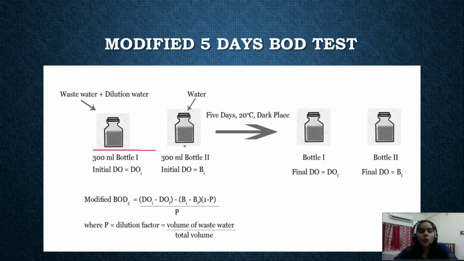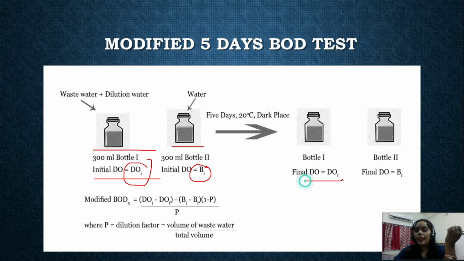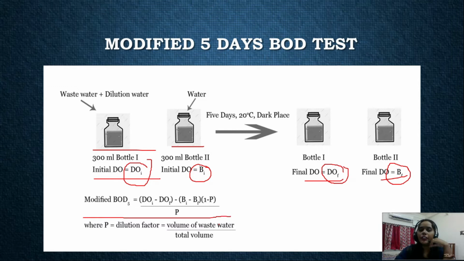So these are bottle 1 and bottle 2 we have taken. Initially the dissolved oxygen is DOI for bottle 1, and for bottle 2 it's BI. Okay, after 5 days, for bottle 1 the final dissolved oxygen is DOF, and the final DO for bottle 2 is BF. Now what will be the equation of the modified test?